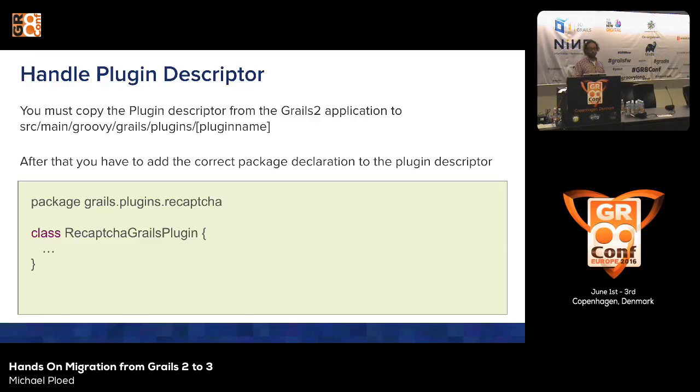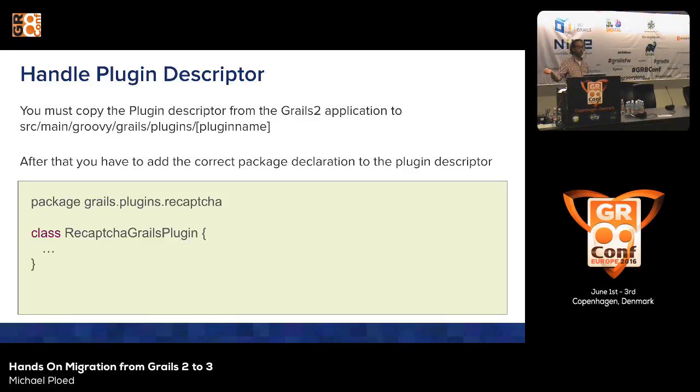The plugin descriptor of the Grails 2 application has to be moved to source main groovy grails plugin / plugin name. And you can copy it, but what you have to do is you need to add the package name.